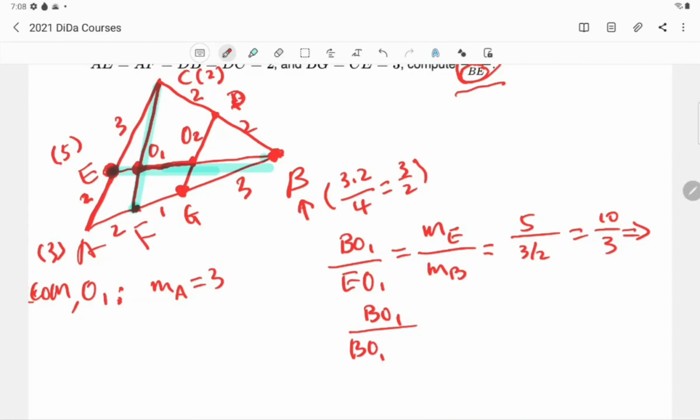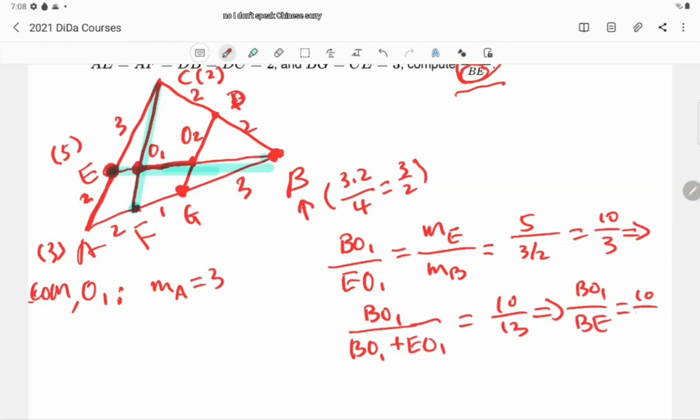I'm sorry, I got some Chinese in there. Did anybody notice? BO1 plus EO1 is equal to 10 over 13. So which means BO1 over BE is 10 over 13.